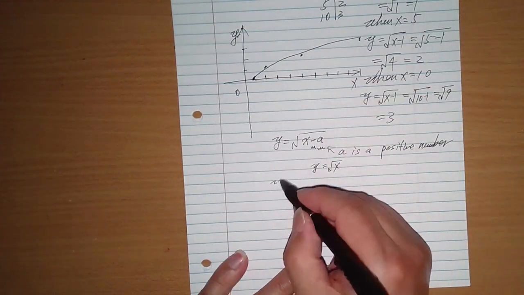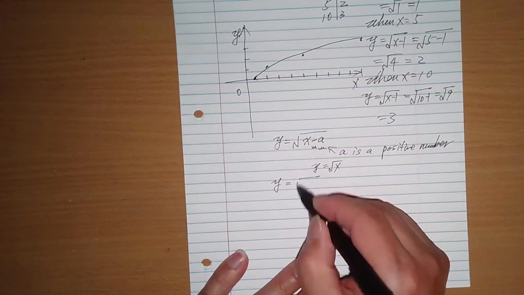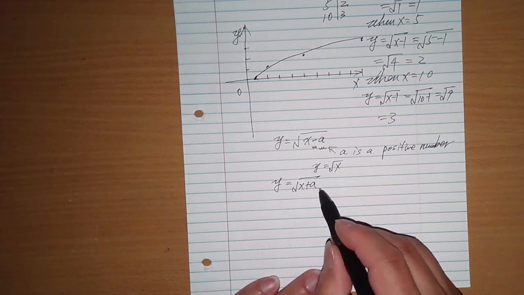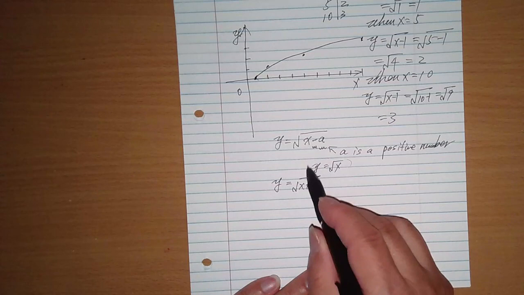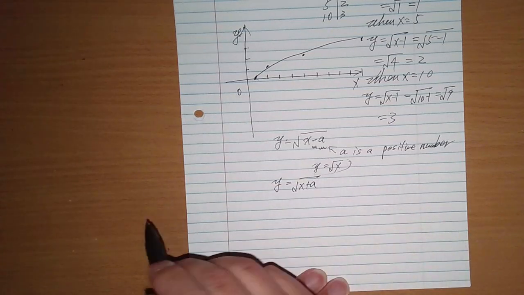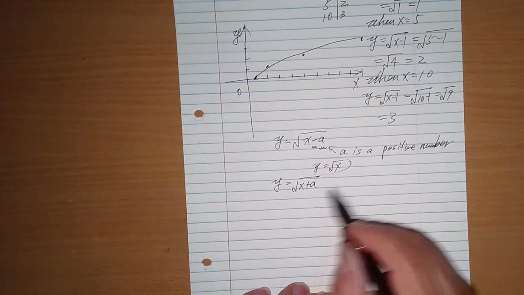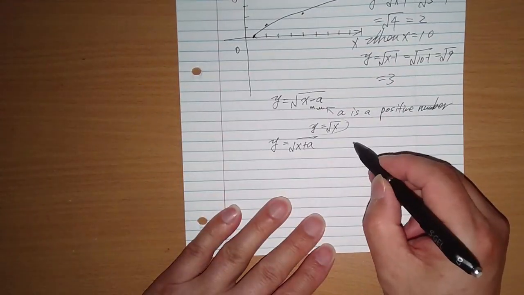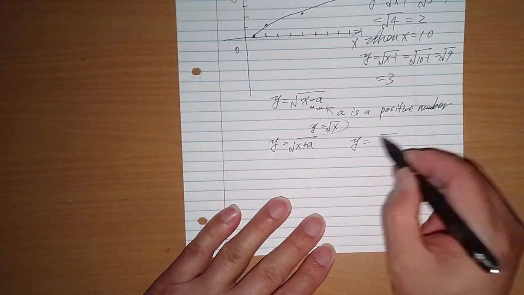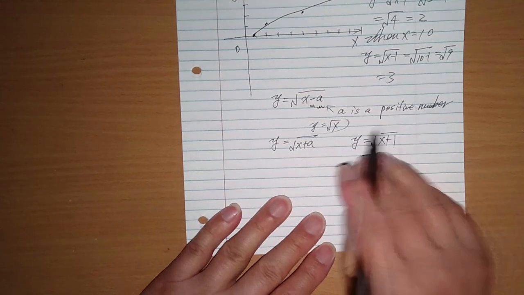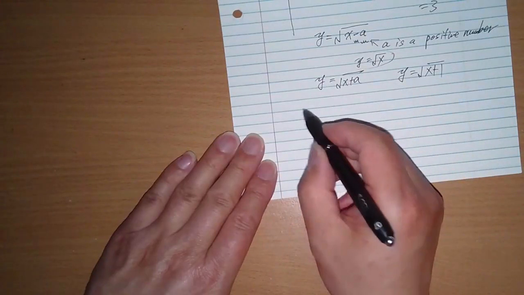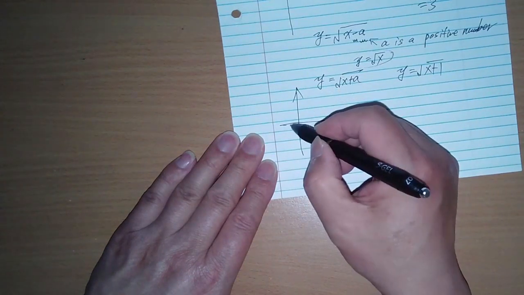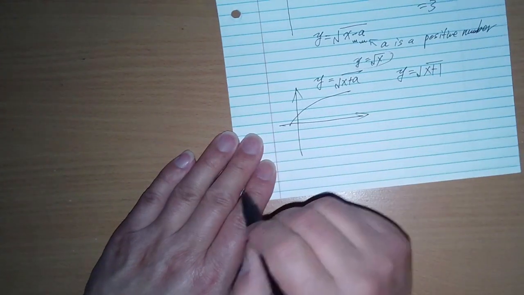Similarly, if you see something like x plus a, that means the graph of y equal to the square root of x is shifted to the left by a units. So if we ask you to graph y equal to the square root of x plus 1, then you can get a rough idea of what the graph looks like.